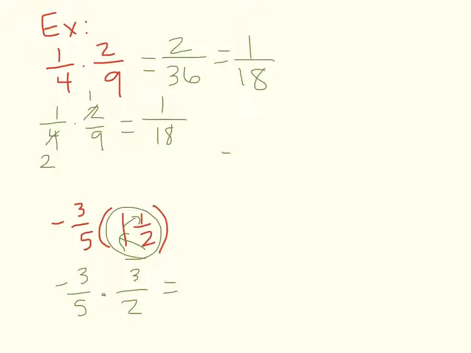So I just multiply across. Now remember your rules with negatives when you multiply. If I have one negative times one positive, it's going to be a negative answer. So I just multiply normally, 9/10, and then say, a negative times a positive, my answer is -9/10.